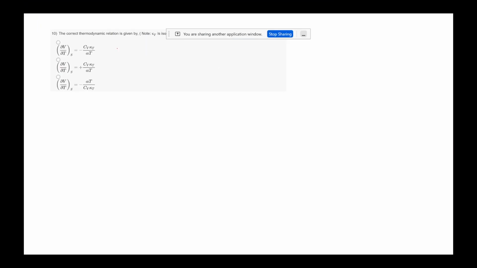So alpha, the volume expansion coefficient, is 1 by V del V del T at constant P. Isothermal compressibility kappa T is 1 by V times minus del V del P at constant T, and CV is T del S del T at constant V.